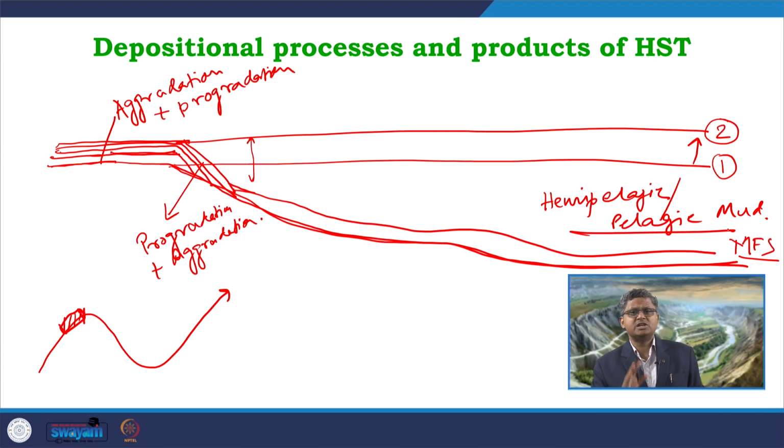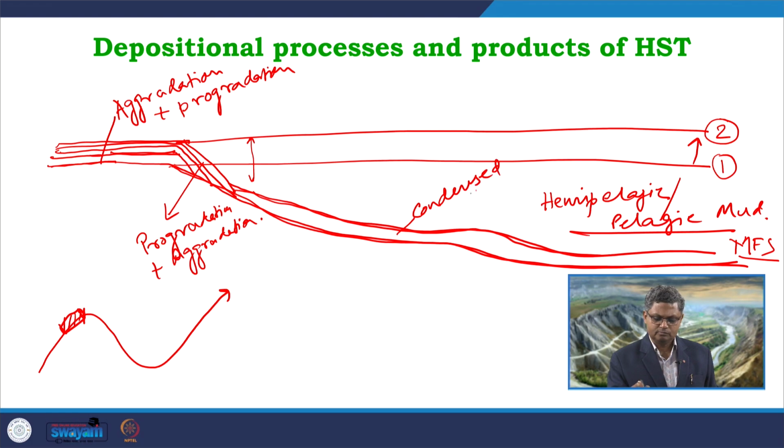Hemipelagic to pelagic mud is commonly deposited in a very low energy condition. The rate of deposition of this hemipelagic pelagic mud is very low, so as a result we get a relatively thinner deposit. The overall thickness of this deposit will be quite less, and commonly these are called condensed sections. This kind of thin, continuous hemipelagic pelagic mud will characterize the entire shelf starting from the outer shoreface, and that will even continue into the deep basinal part.